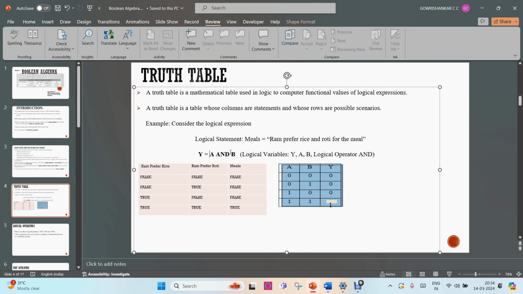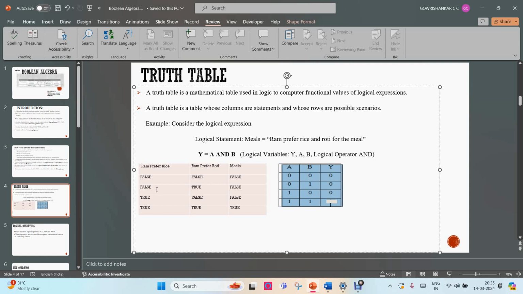Y is equal to A AND B, the logical operator. See, Ram prefers rice, Ram prefers roti, and the output is meals. First, Ram prefers rice: false, he did not prefer the rice. Next, Ram prefers roti: false, he did not prefer it. So the meal becomes false. In an AND operation, both conditions must be true for a true output.